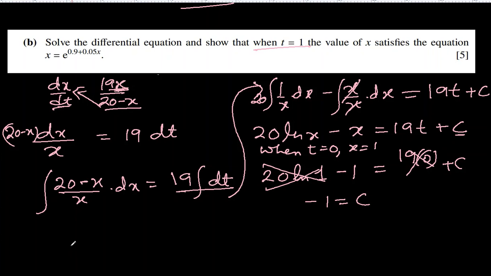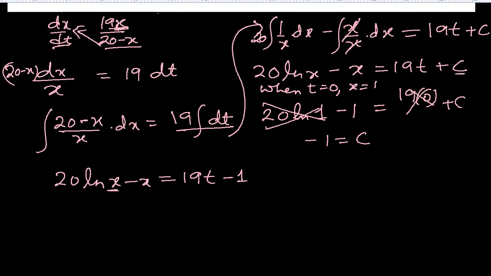So what does our equation become now? Our equation was 20 ln x minus x equal to 19t minus 1 now, okay? But they want this format. X has to be alone and it is to be e to the power. That means if I isolate this ln x, the other part becomes e to the power. And that's what I'm going to do now. I'm going to isolate ln x first.